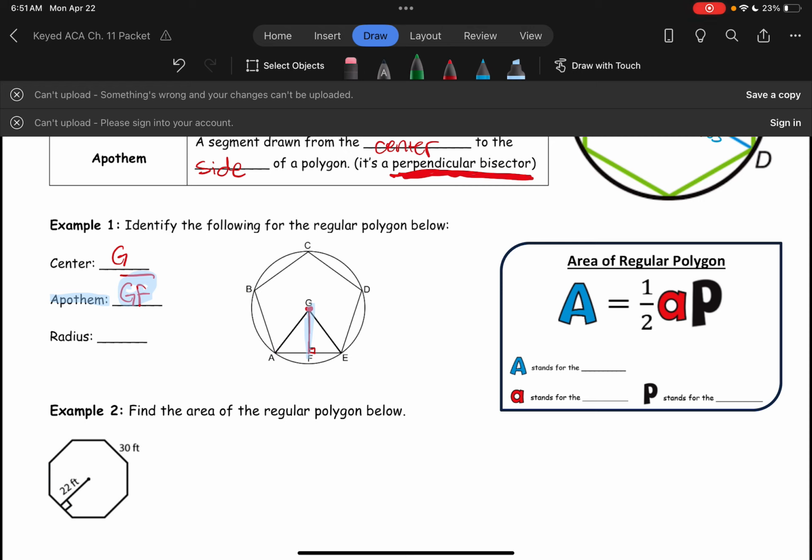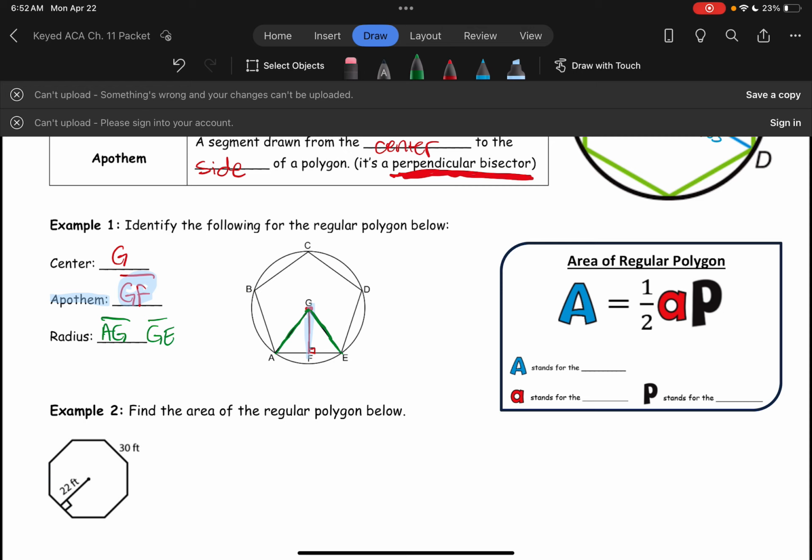Okay, so this guy right here. Next, we're looking at the radius. Remember, the radius goes from the center to the vertex, okay, the vertex being one of those corners of that polygon. So an example of a radius could be another radius that we have present here is going to be GE. So again, just be comfortable understanding the difference between the two. I know I've said this a couple of times already, but remember, apothem is from the center to the side of the polygon. The radius is from the center to the vertex.